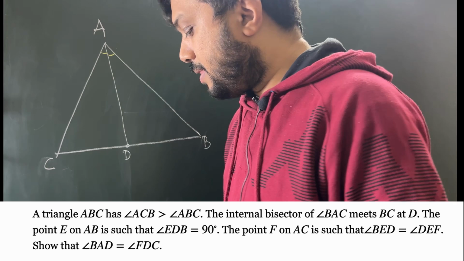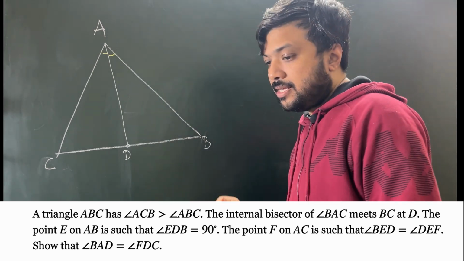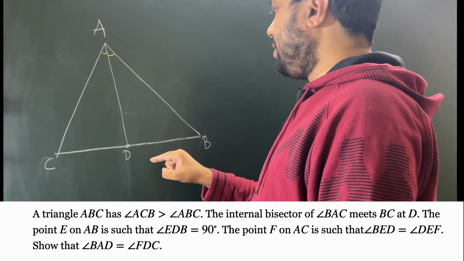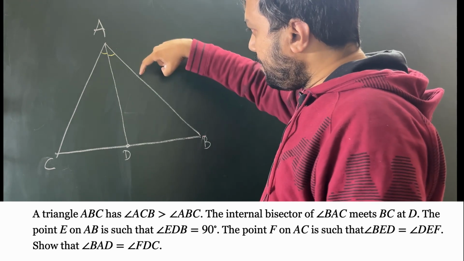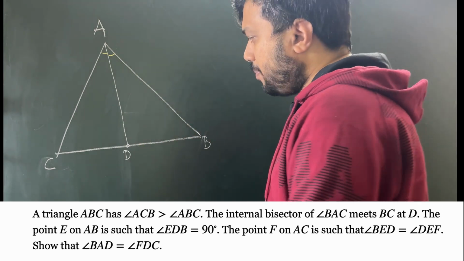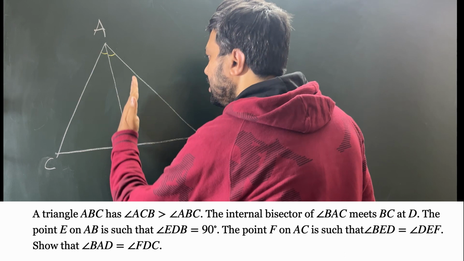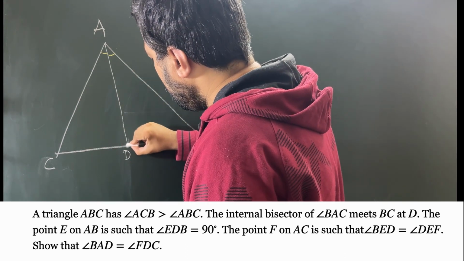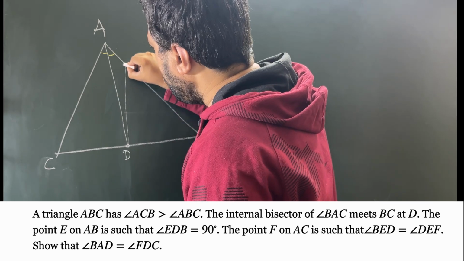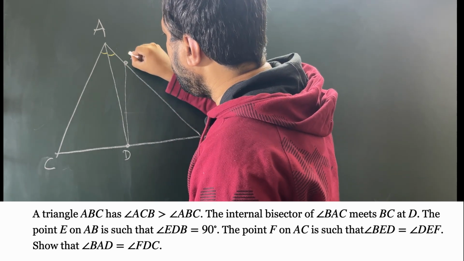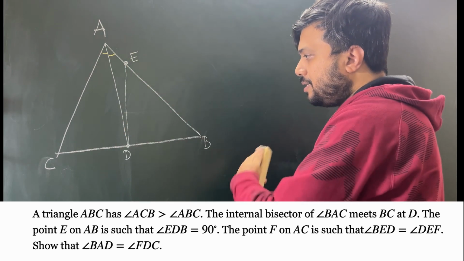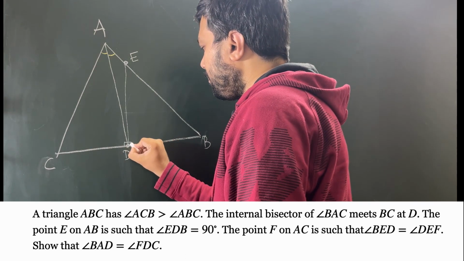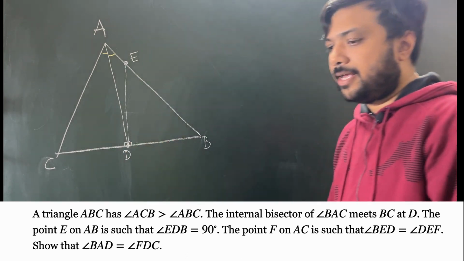Then it's been given that the point E is on AB such that EDB is 90. What does that mean? If you erect a perpendicular at D, let it go and meet AB at E. So that's what it means. So let's just erect a perpendicular at D, and it will meet AB at E. So now EDB is indeed 90.